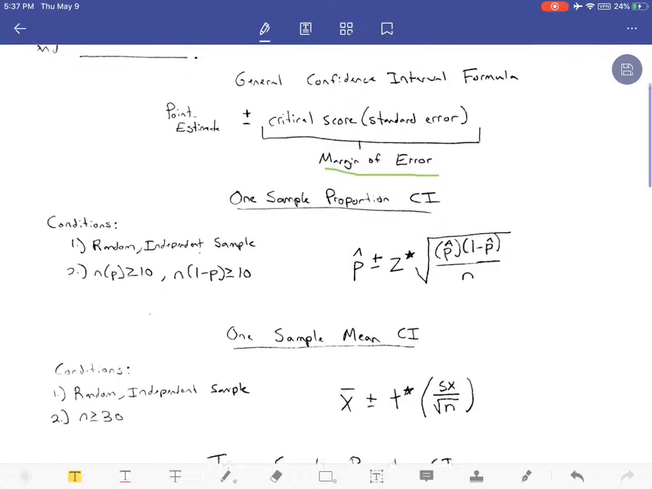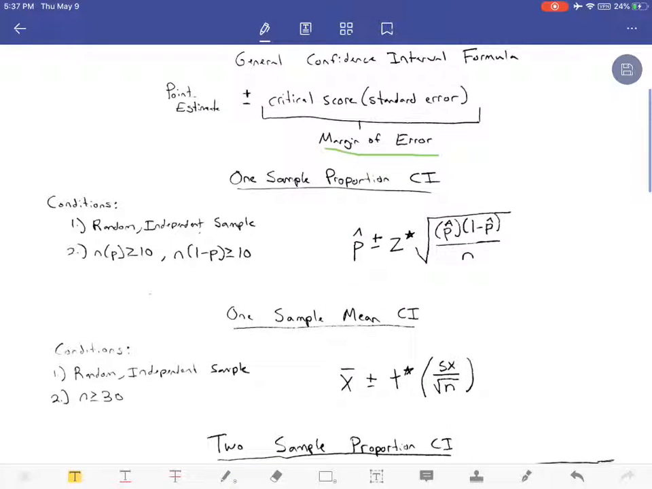So the first confidence interval we learned this year was a one sample proportion confidence interval. So the conditions for that, you just want to make sure it's a random independent sample. And then you got to do the n times p-hat. I forgot to put the hat on that, so I'm going to do that right now. So you take your sample size times the proportion from your sample. You multiply those together. They have to be greater than or equal to 10. And then you do sample size times 1 minus the proportion from the sample, and that needs to be greater than or equal to 10 as well.